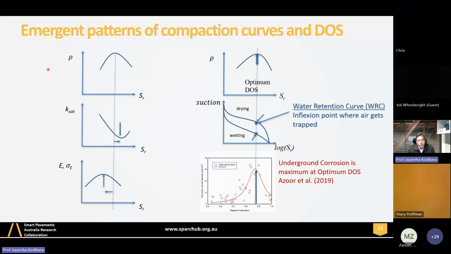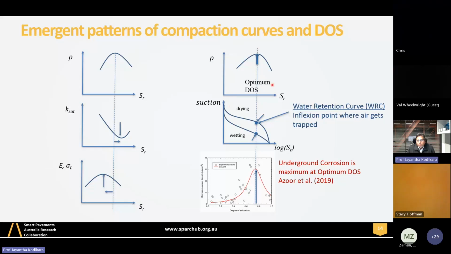So what I have done here is draw several parameters with respect to degree of saturation. So density against degree of saturation. This is the compaction curve redrawn in that fashion. You have the optimum degree of saturation line here, and then K-sat, the saturated permeability. If you plot that with S_r, you will find that it gets a minimum value on the wet side. This is the wet side. And if you plot modulus and tensile strength, they will peak on the dry side and then come down again.